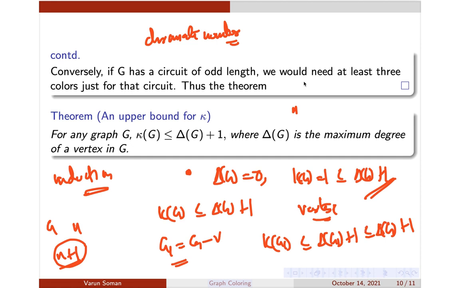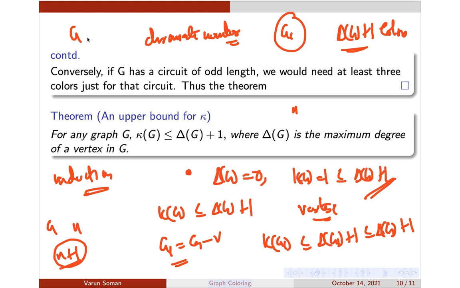So that means your G1 can actually be properly colored by using delta G plus 1 colors. Even that much is not required, you just require delta G1 plus 1 colors. But to prove this theorem, I'm taking it in this format. So this G1 could be properly colored using just delta G plus 1 colors. Now I'll color G1 using all these delta G plus 1 colors. Now I'll attach back the vertex V to G1, putting the vertex V and all the associated edges back to obtain G.